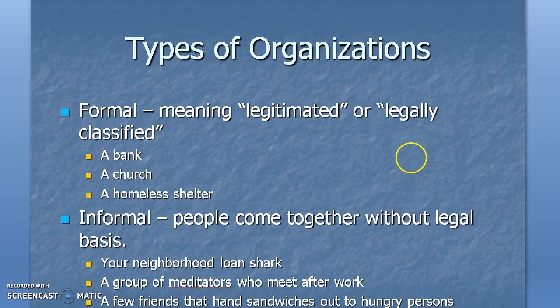Informal organizations are people that come together for no legal reason, but often serve as important social entities for us, such as a group of people that meet after work, a few friends that get together on a regular basis and hand sandwiches out to hungry persons. Or, in the worst case, something like a neighborhood loan shark.